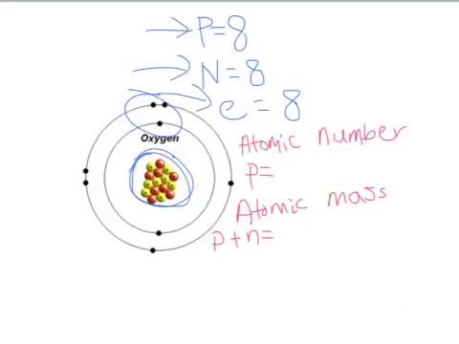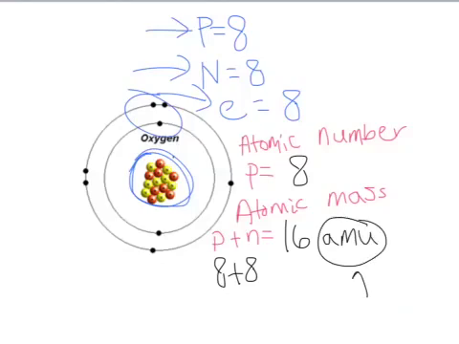According to our definition, atomic number is equal to the number of protons. So in this case, the atomic number for the oxygen atom is 8. And according to our definition, atomic mass is how much proton and neutron there is. So 8 plus 8 would equal 16. So the atomic mass of oxygen is 16 atomic mass units. This is the unit for atomic mass.